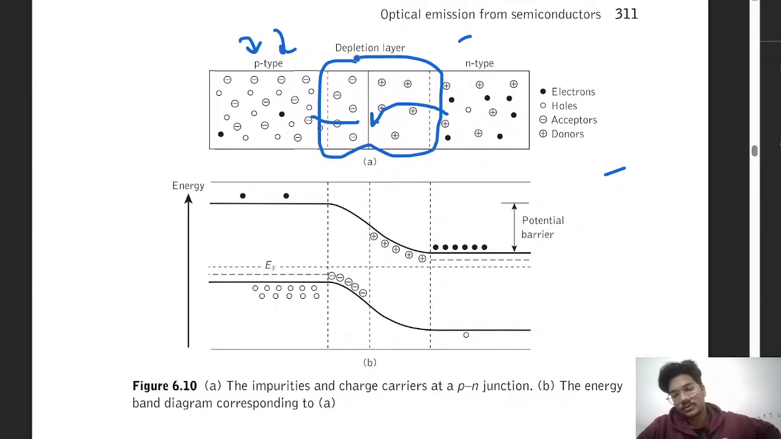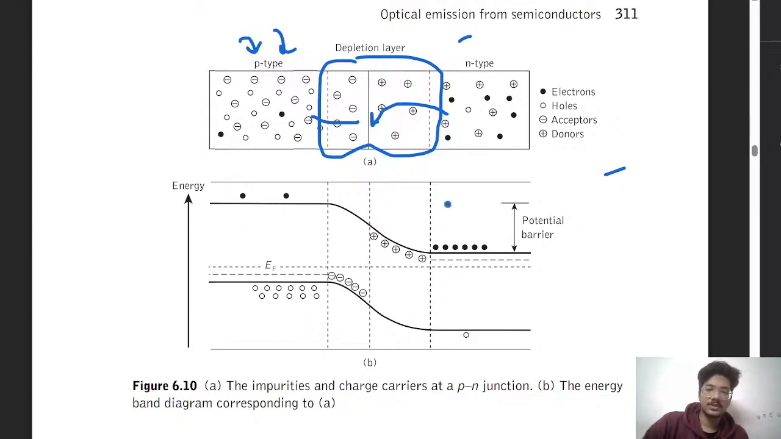The potential barrier is the electric field that forms and opposes further diffusion. When the junction is in equilibrium, with no external voltage, no current flows and the Fermi level becomes flat across the junction.